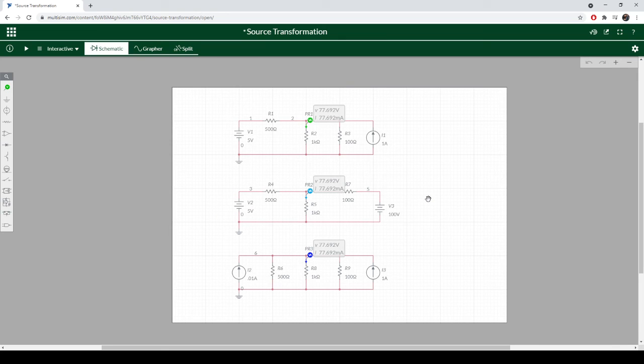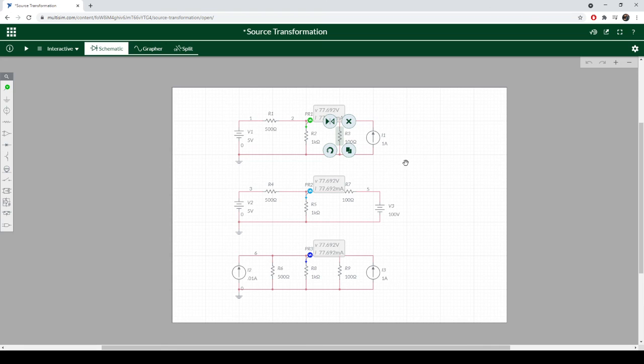So I hope seeing this like this helps you better understand source transformation and how powerful it is and how to properly use it. You have to make sure whenever you're doing it that you have a voltage and series resistance. If there was another branch connected to this node, it wouldn't work. And then over here we have a parallel resistor and current source.